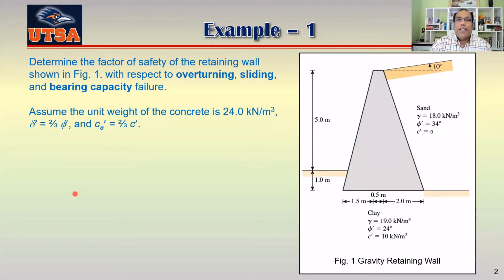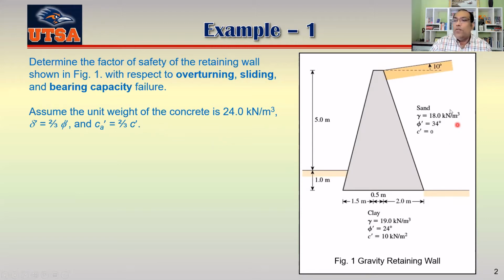So this is example number 1. You can read that one: determine the factor of safety of the retaining wall shown in figure 1 with respect to overturning, sliding, and bearing capacity failure. Assume the unit weight of concrete is 24 kilonewton per meter cube. Your delta prime is 2/3 of phi prime and Ca prime is 2/3 of C prime.